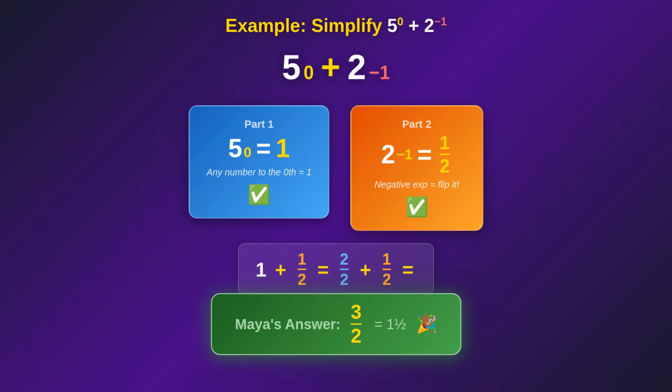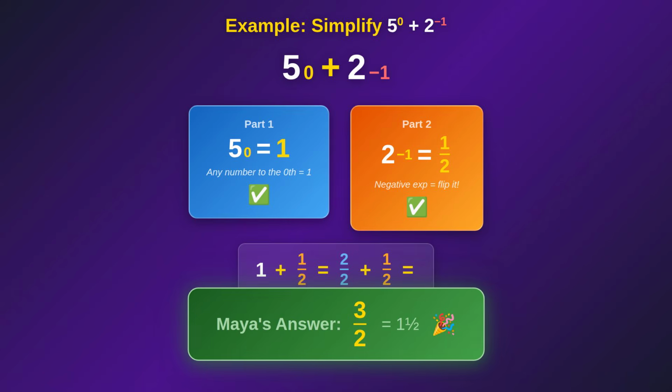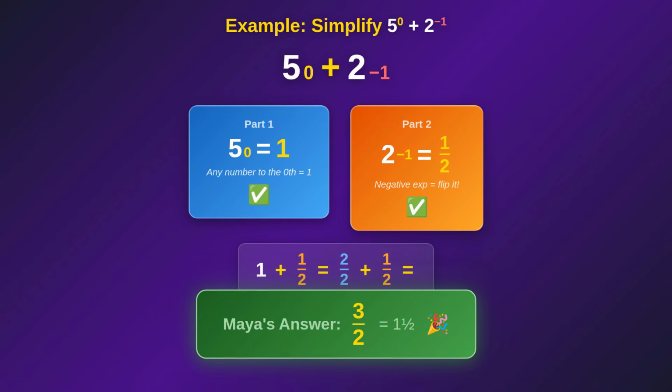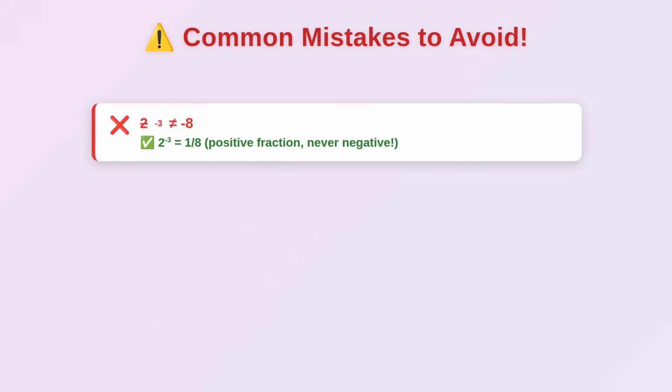Now add them together. 1 plus 1/2. 1 equals 2 over 2, so 2 over 2 plus 1 over 2 equals 3 over 2. Maya's answer is 3/2, or 1.5. Boom! Combined problem solved. Before Maya finishes her worksheet, let's talk about the traps that trip everyone up.